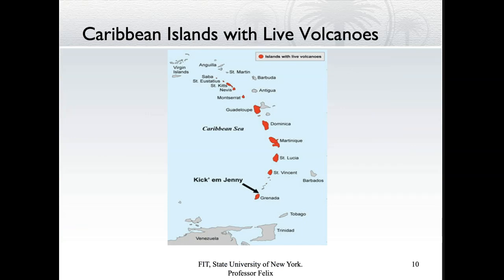So if you look at the map, you will see that the Eastern Caribbean has many live volcanoes. The red will indicate the active volcanoes of the region. You can see here starting from St. Kitts in the Lesser Antilles all the way down to Grenada. Active volcanoes lace this particular ridge of the Caribbean. Grenada is a very unique case because there is an underwater volcano, and it's called Kick 'em Jenny, and it's under the water.